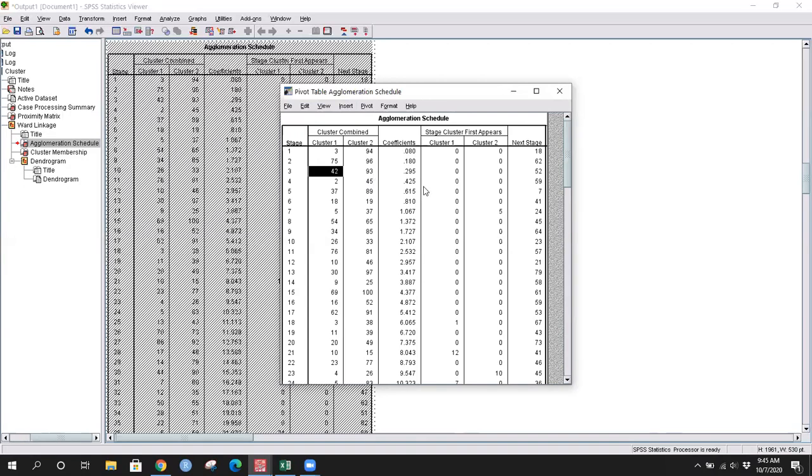Okay, so 0 means इससे पहले ये observation कहीं नहीं आया था, and it has entered to become a part of this cluster for the first time. Okay, so next stage in which the cluster appears, I have already told you, this denotes the next stage at which your new cluster will be combined with either of these existing ones. Okay, so let's interpret a few stages. Stage 1. So stage 1 means that the third and 94th case are the first ones to join in a cluster with a distance measure or an agglomeration coefficient of 0.080.